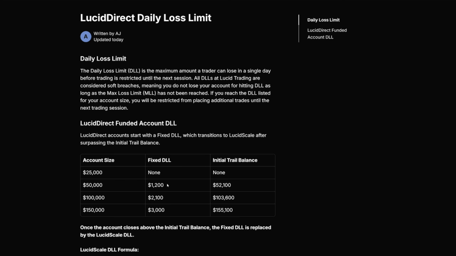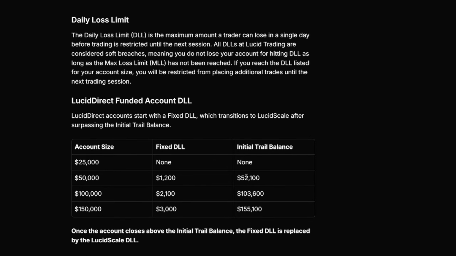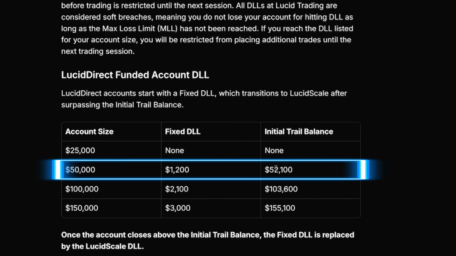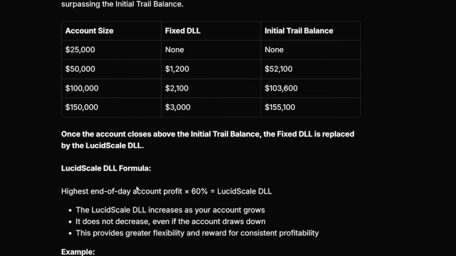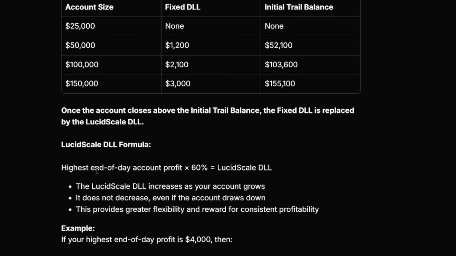The fixed DLL is going to be $1,200 and it will start trailing, meaning you can get more of a daily loss limit once your account has already exceeded this limit. So once you've exceeded $2,100 of profit, well, then it's going to continue to grow. And what it says right here, Lucid's DLL formula, is the highest end of the day account profit times 60%.